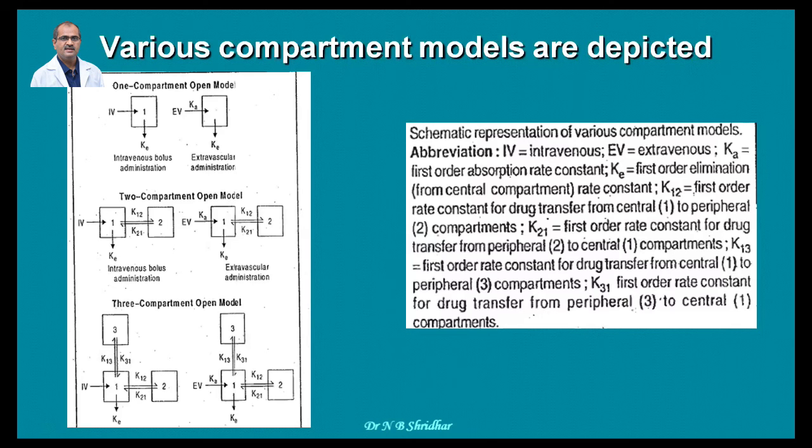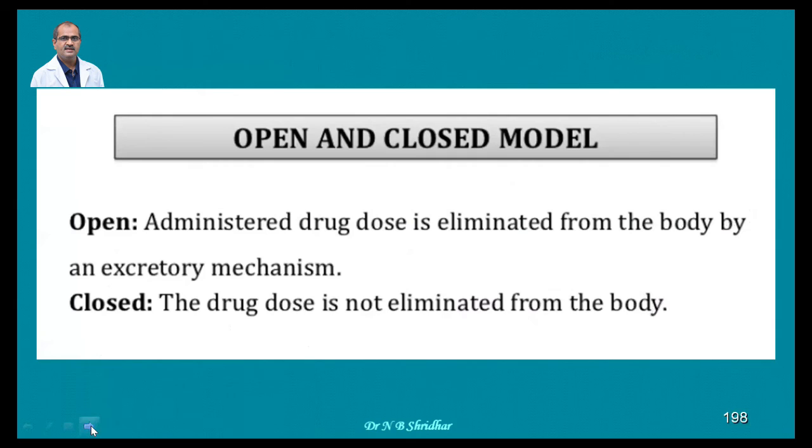Then Ka is the first order absorption rate constant, and K12 is the first order rate constant for the drug transfer from central to peripheral compartment. K21 is the first order rate constant for the drug transfer from peripheral to central compartment. So in a single chart, they have expressed all three types of compartments. However, we have to learn them individually whenever we want to learn.